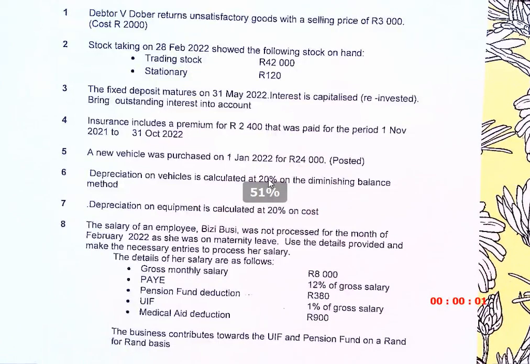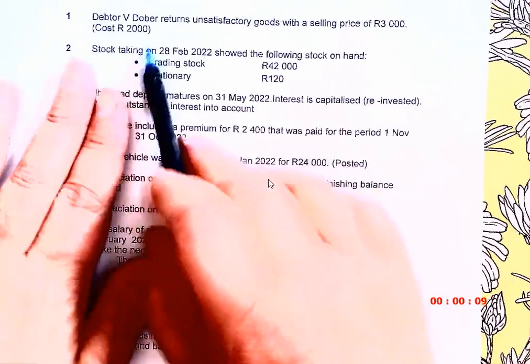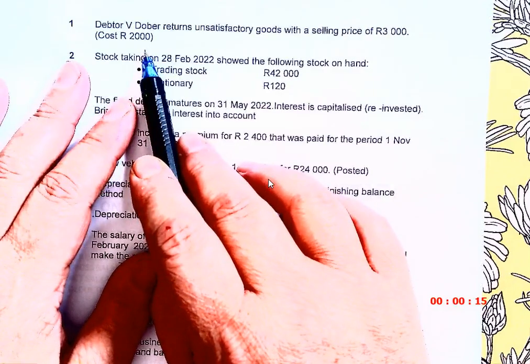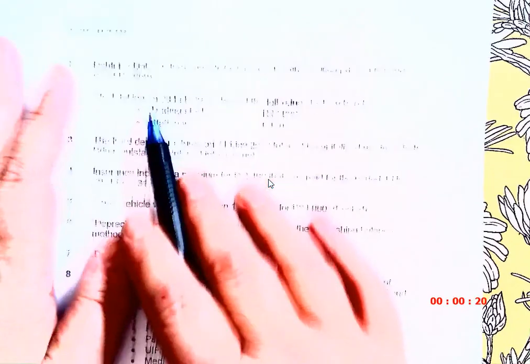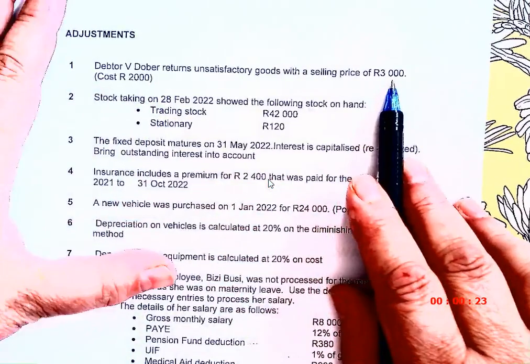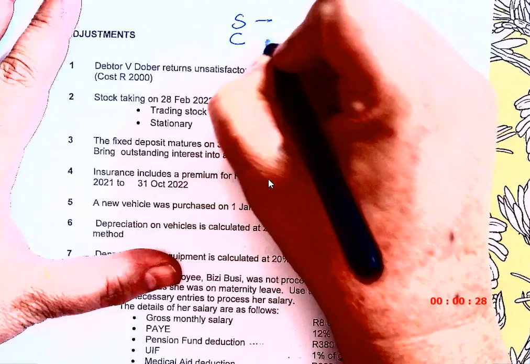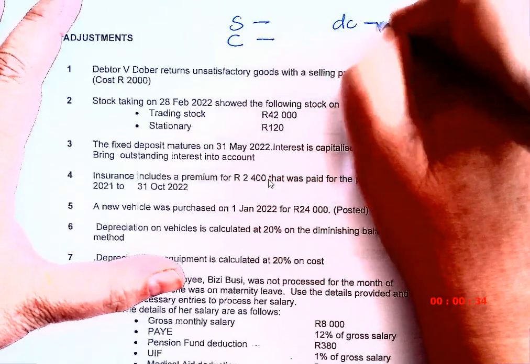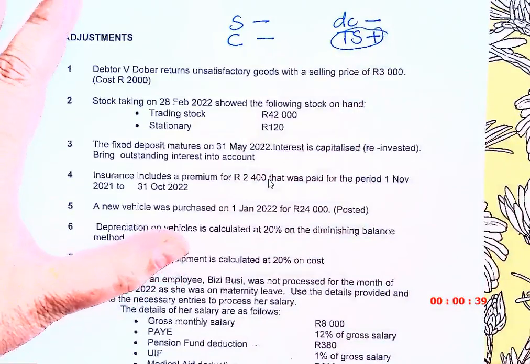I'm going to go through all the adjustments again because I think it's a bit long ago that we did this. So if I look at number 1, it says a debtor returns unsatisfactory goods with a selling price of 3,000 and cost of 2,000. So I said to you, whenever we have something like this, I know my sales will minus and my cost of sales will minus. My debtors control will minus and my trading stock will plus. It's the only one with a different sign.